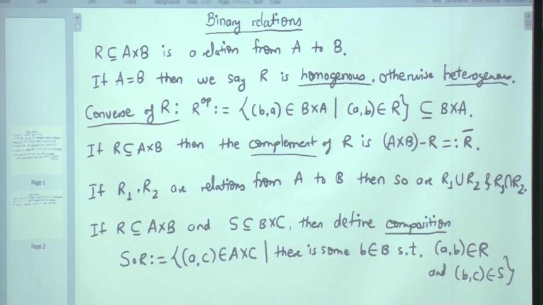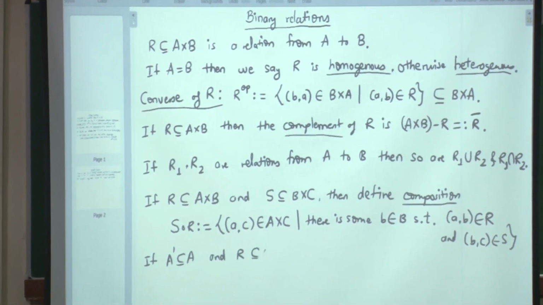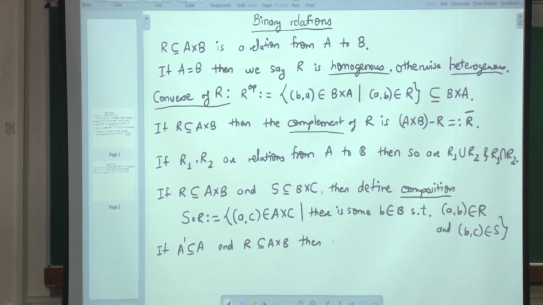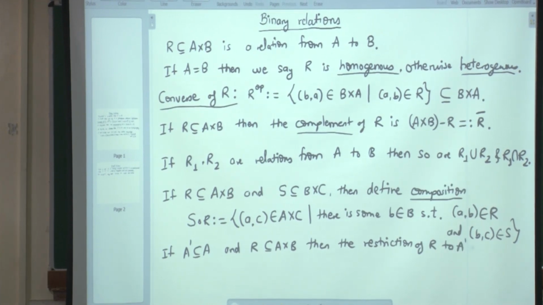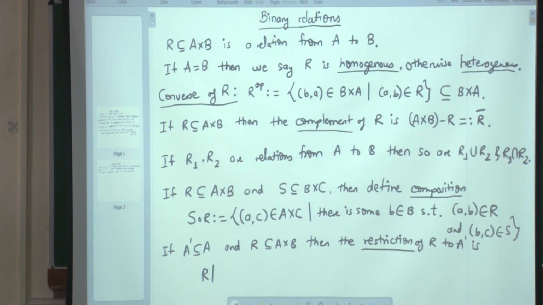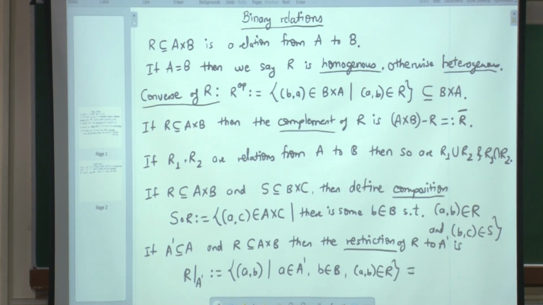That's the simple composition. Okay, then if A prime is a subset of A and R is a subset of A cross B, then the restriction of R to A prime, we'll denote it by R restricted to A prime, is the set of A comma B such that A belongs to A prime, B belongs to B, and A comma B belongs to R, which we can simply define as A prime cross B intersection R. That is the restriction.